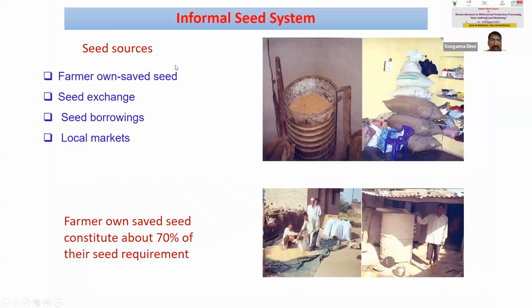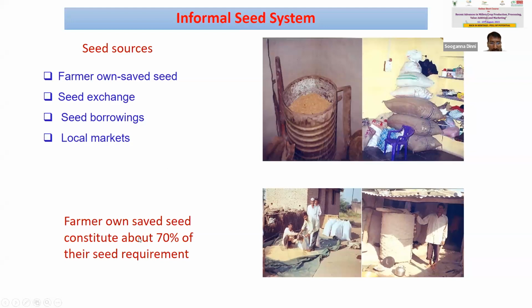In detail, we can see the informal seed system. Here, this is the seed source. The farmer's own seed. The seed exchange among the farmers. Seed can be borrowed from the neighboring farmers, and it can be purchased from the local markets. It may not be seed. Grain is also used as a seed in this system.